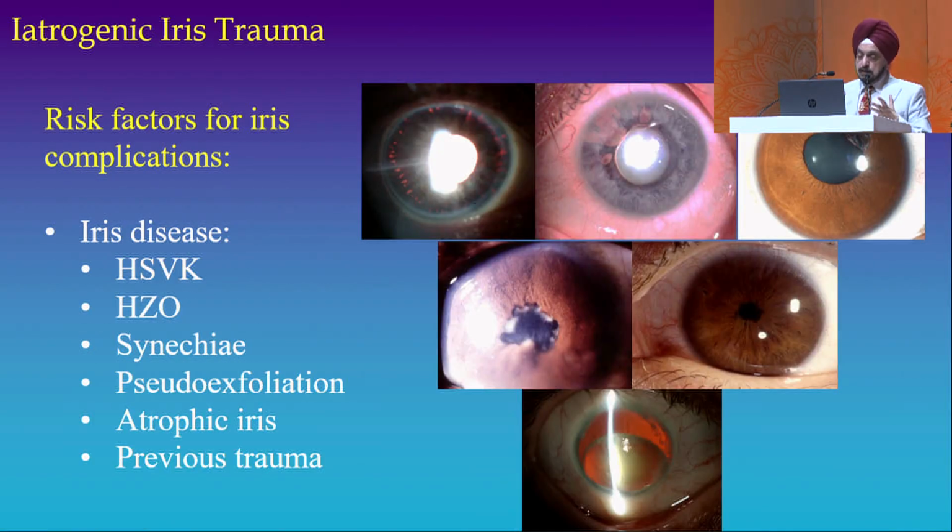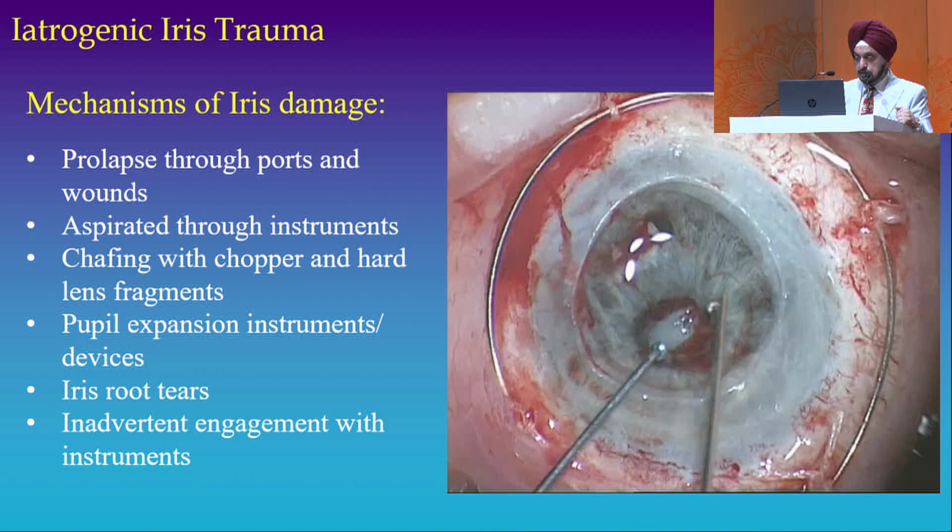Now, these are, of course, well-described risk factors, and we've seen many of these: previous iris disease, small pupil, stuck pupil, and when you try to enlarge the pupil by whatever means, you're going to cause iris damage. Even while releasing synechia, you're causing some iris damage.